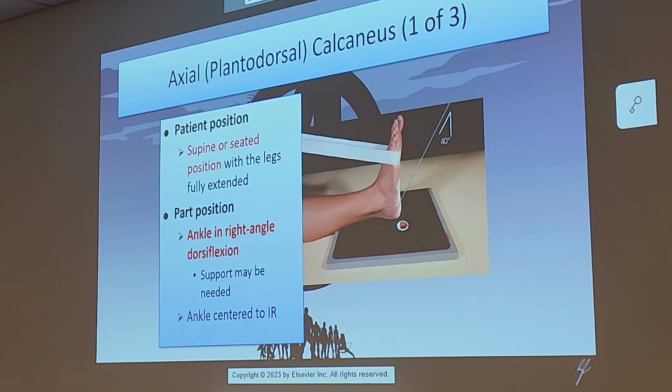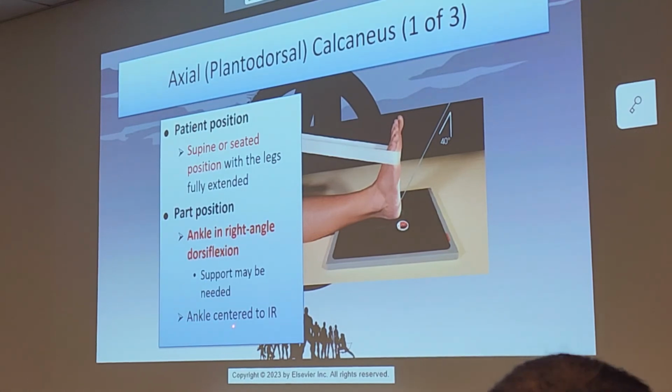Part position, ankle dorsiflexion. Again, anytime we have an ankle or mortise, you always want to have a dorsiflexed foot. Support might be needed. Some people can't do this, so the best way to do it, like Mr. Donahue said, is to put some lead on, a thyroid shield, and just have someone hold the foot, flex it up for them, and then you can take the x-ray.